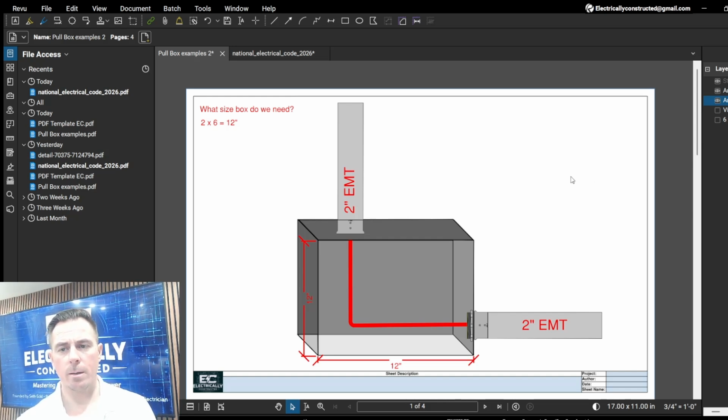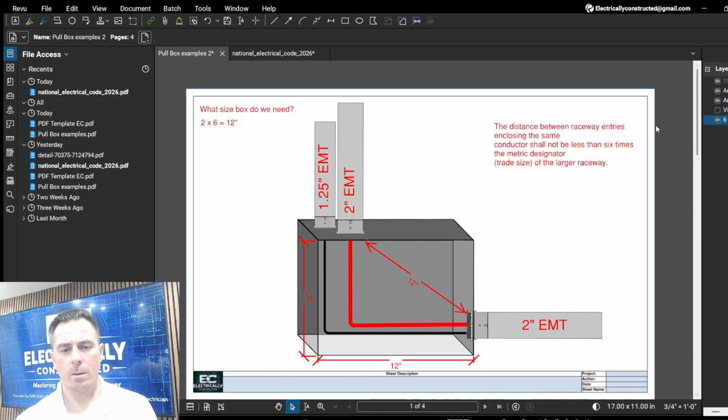Okay, let's look at the entryway rule that we just read. The distance between raceway entries enclosing the same conductor shall not be less than 6 times the metric designator, the trade size, of the larger raceway. So what I have here is a 2-inch raceway with wire coming out of it and going into another 2-inch raceway. I also have wire coming out of this 2-inch raceway and going to a 1.25-inch raceway.